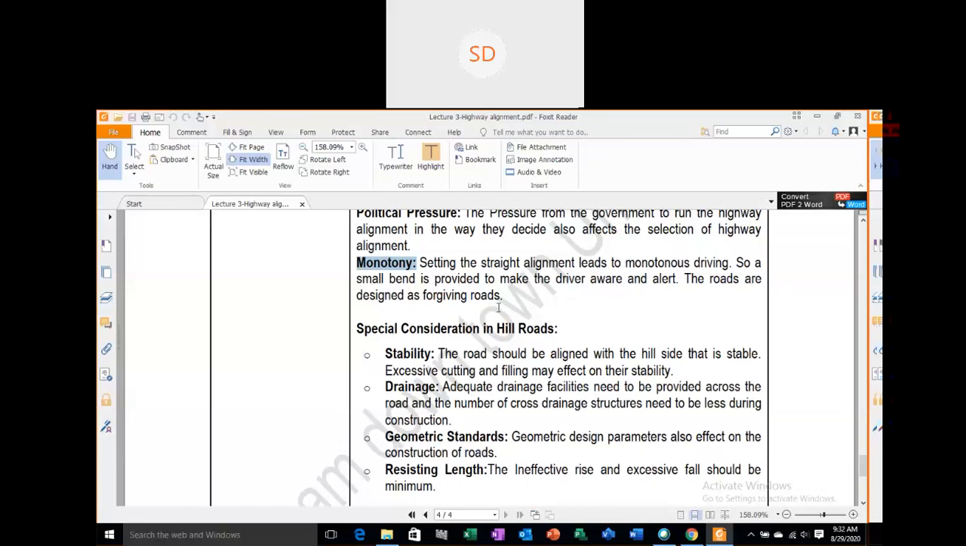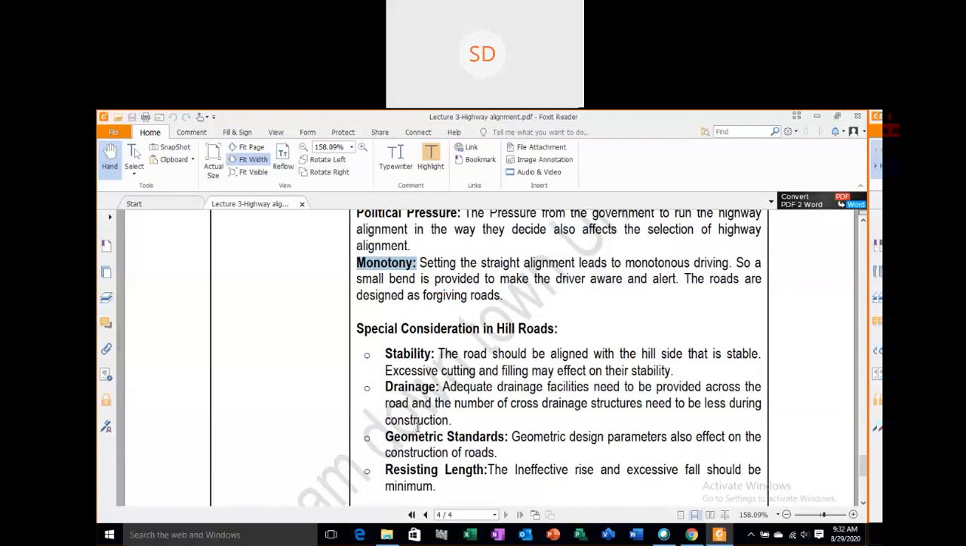Then drainage. Now in the hill areas, there would be maximum chances that there will be a huge number of cross drainage structures, because different water bodies may be there, and in the hill areas the amount of rain is generally higher. So you need to construct the drain properly along with the road such that the rain water from the road surface can be easily drained off from the surface. Otherwise, it will make the road surface very slippery.